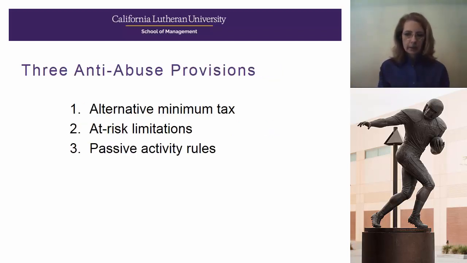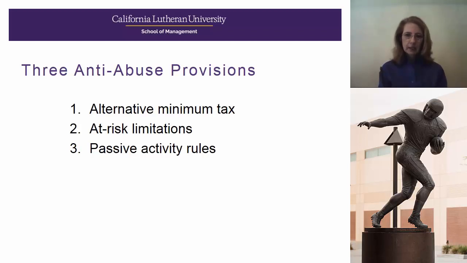It's still common among many taxpayers to believe that it is possible for wealthy people not to pay income taxes. While that may have been true in the past, it is very difficult today for someone who earns a lot of money, who really has a lot of economic increase in wealth, to avoid paying income taxes. And that's thanks to 3 anti-abuse provisions in the tax law. The first is alternative minimum tax. The second are the at-risk limitations. And the third are the passive activity rules.